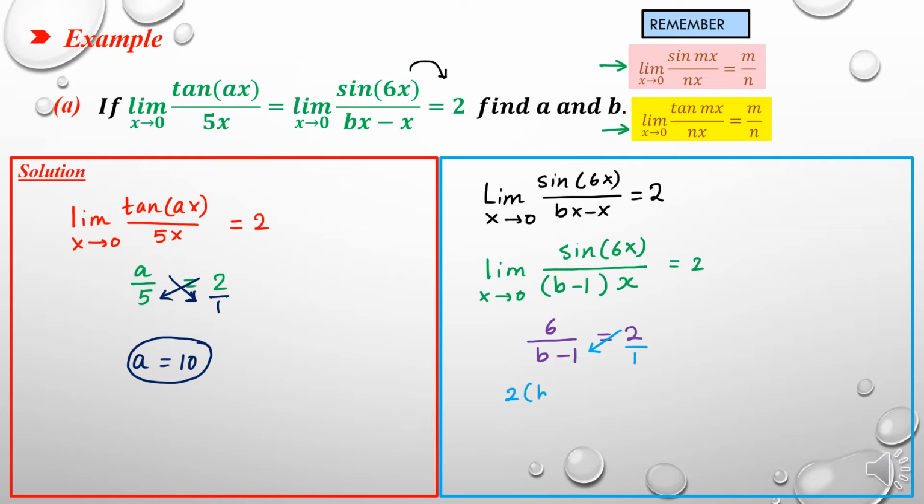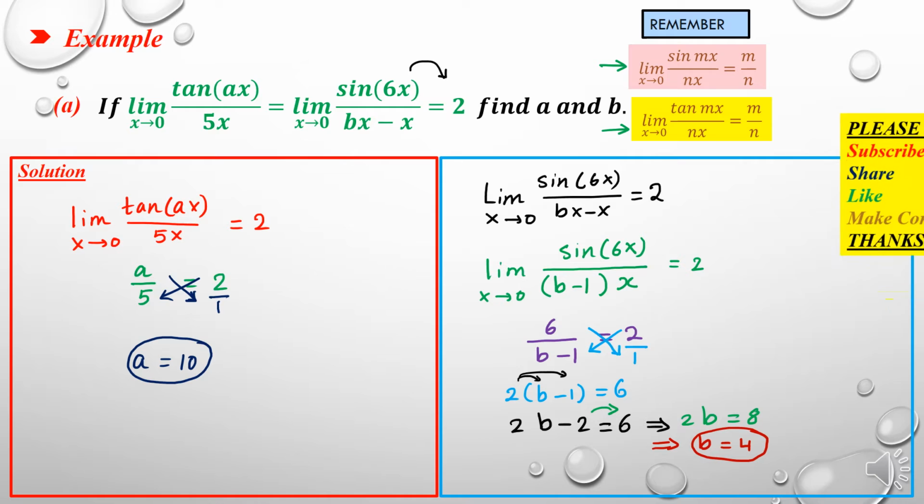2 times b minus 1 equals 6 times 1, which is 6. Multiply 2 by the bracket here, you will get 2b minus 2 equals 6. Then you have to move negative 2 to the right hand side, and you will get 2b equals 8. Then dividing both sides by the number 2, you will get the value of b. So b equals 8 over 2, which is 4. So this is the idea of part A.